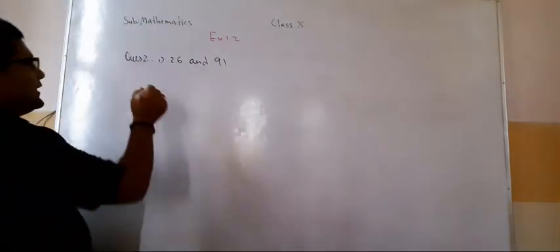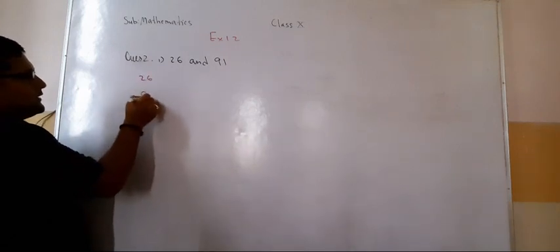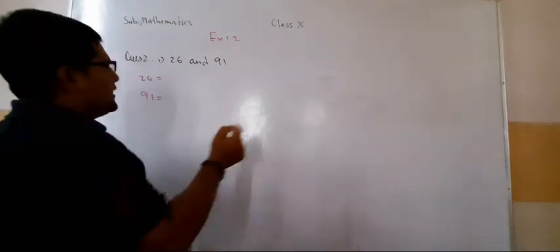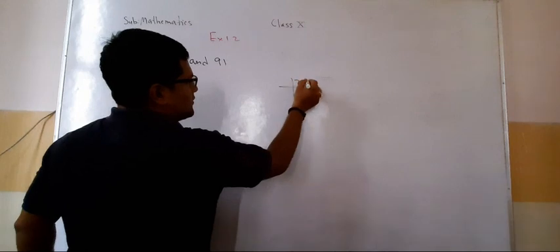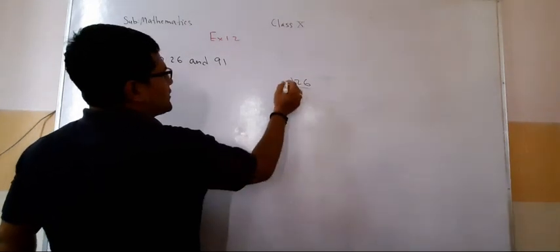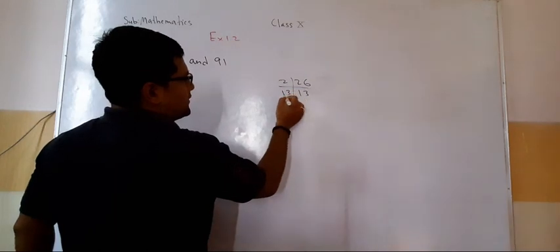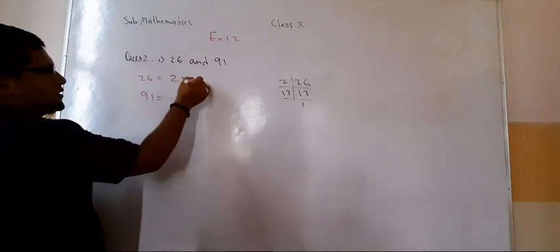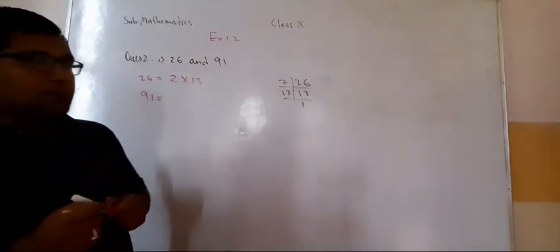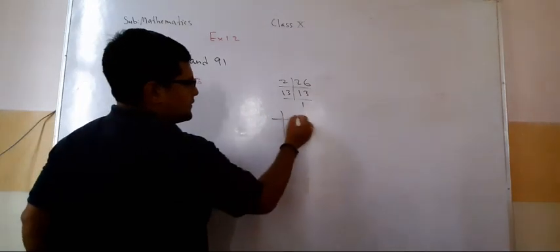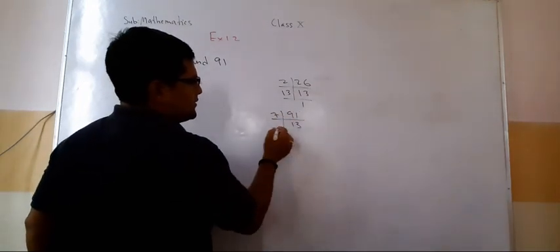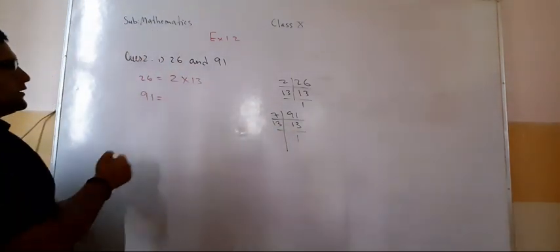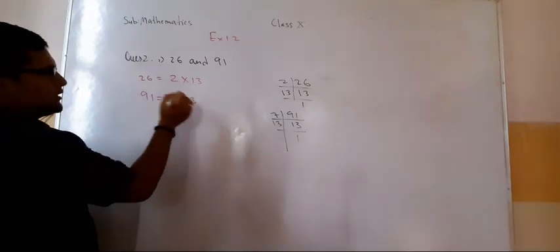First of all, to find the HCF and LCM of 26 and 91, we will find the prime factorization of 26. 2 13s are 26. So the prime factorization of 26 is 2 into 13. And the prime factorization of 91: 7 13s are 91. So the prime factorization of 91 is 7 into 13.